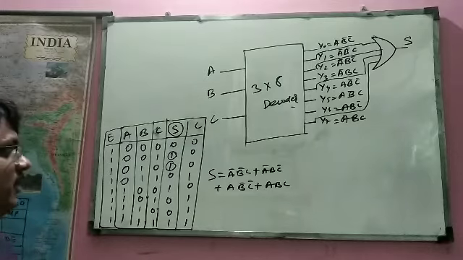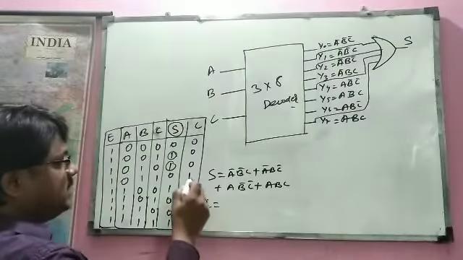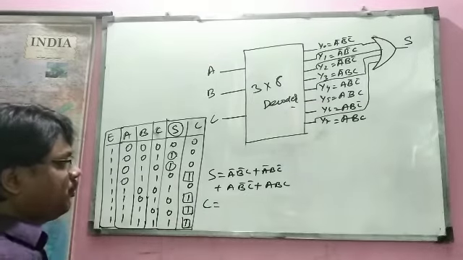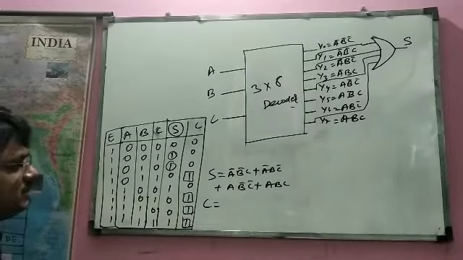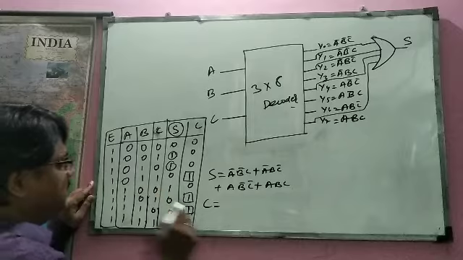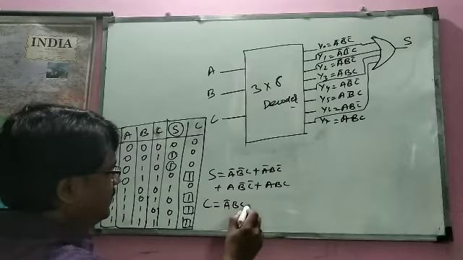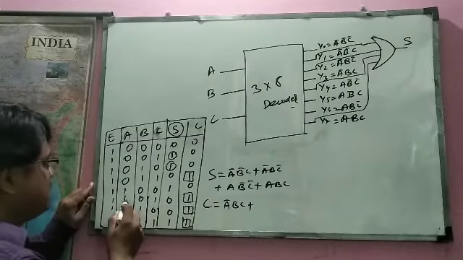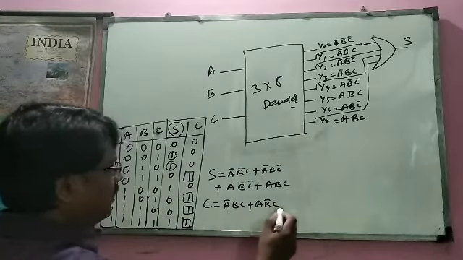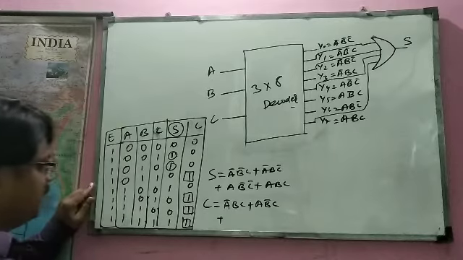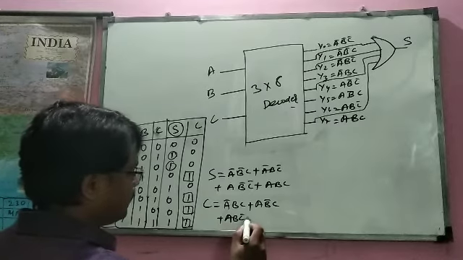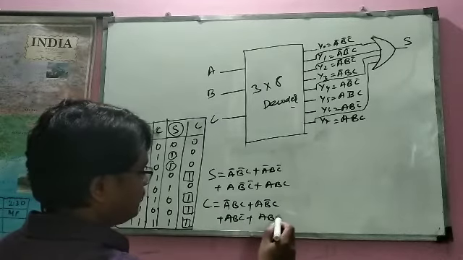And for carry, it is 1 here, 1 here, 1 here, 1 here. Corresponding, write the sum of the min terms. So what is the min term for here? A bar B C. Plus what is the min term for this? A B bar C. Plus this one, A B C bar. And last one is A B C.